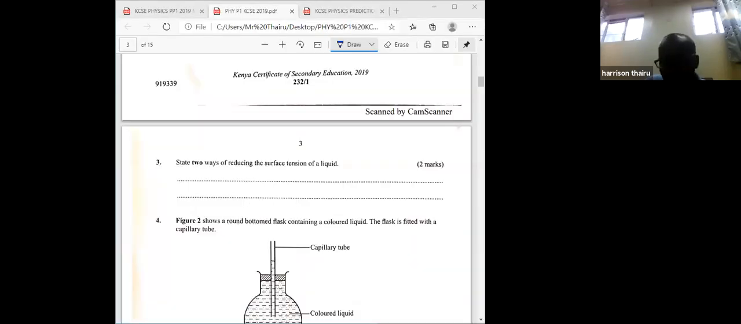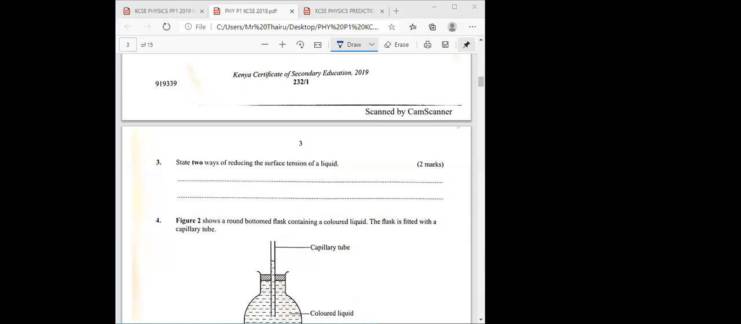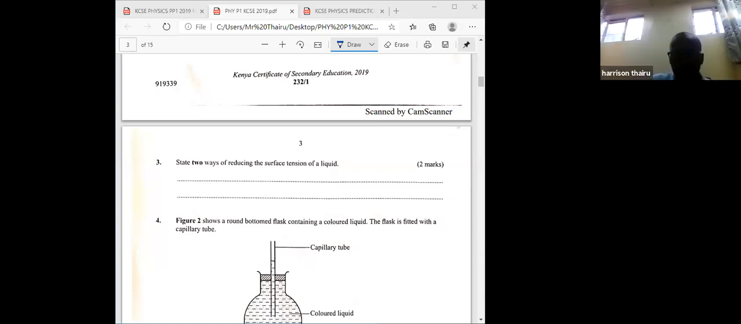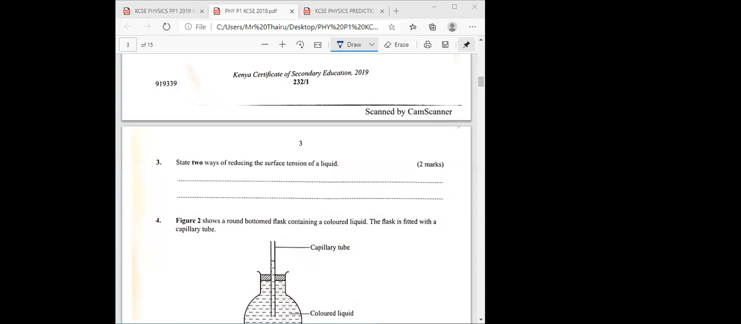We were in this question number 3. Two ways of reducing surface tension of a liquid. One, Collins Mwangi, give us one. Increase in temperature. Correct. Some students may decide to use the words heating the liquid, which is okay, or raising the temperature. Second way, Wesley Wawire.